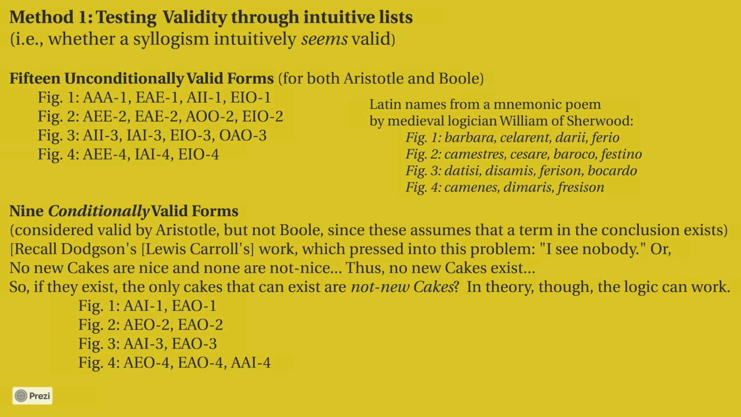Rhythmically interesting, but to the point, look at the vowel combination. Barbara, that's A-A-A. For our figure one, that is a valid form. Celarent, E-A-E, another valid form. Darii, A-I-I. Ferio, E-I-O, another valid form. So the whole poem is Barbara Celarent Darii Ferio. Camestres Cesare Barocco Festino. Datisi Disamis Ferison Bocardo, Camenes Dimaris Fresison.